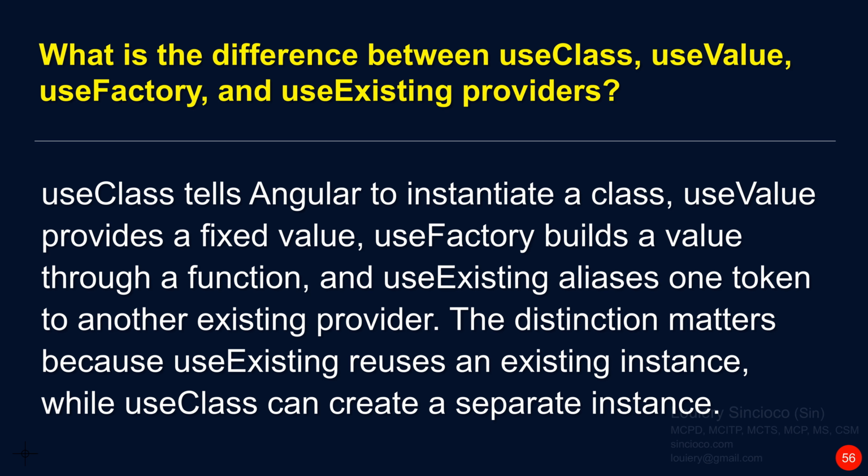What is the difference between useClass, useValue, useFactory, and useExisting providers? useClass tells Angular to instantiate a class. useValue provides a fixed value. useFactory builds a value through a function, and useExisting aliases one token to another existing provider. The distinction matters because useExisting reuses an existing instance, while useClass can create a separate instance.